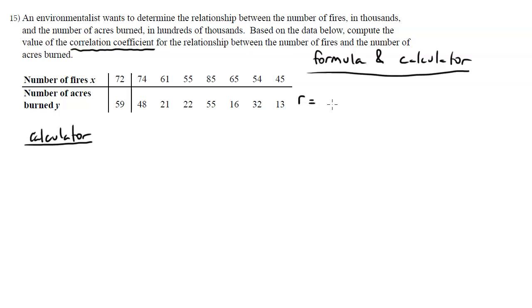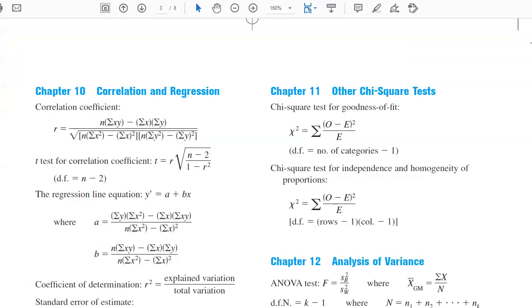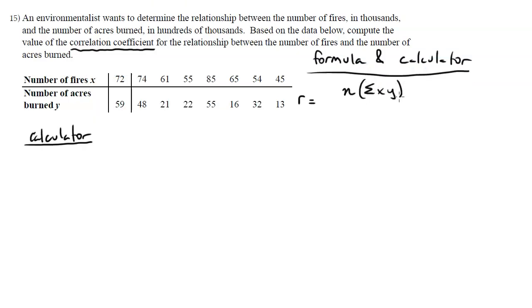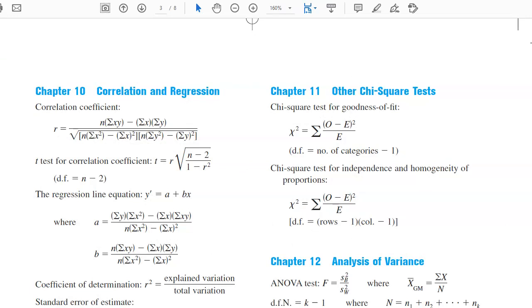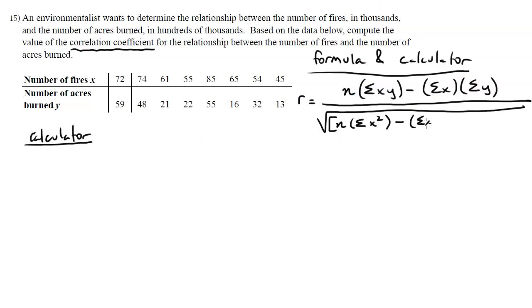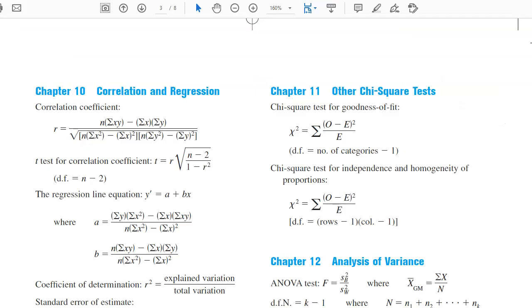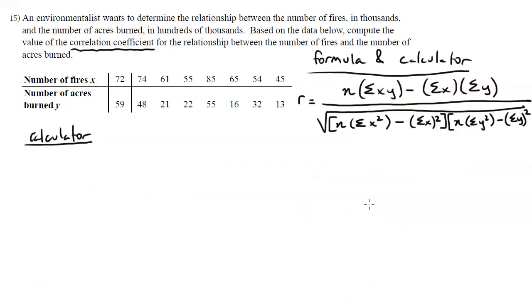All right, so let's write it down. R equals n times the sum of xy minus the sum of x times the sum of y, over the square root of, in brackets, n times the sum of x squared minus the sum of x, squared, new bracket, and the same thing with y: n times the sum of y squared minus the sum of y, squared. Let me close this bracket.